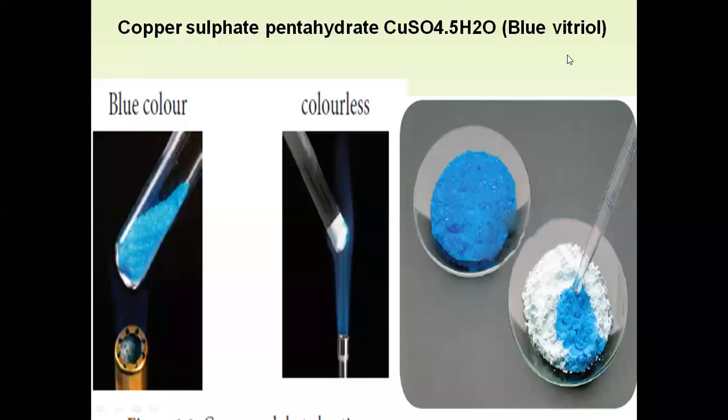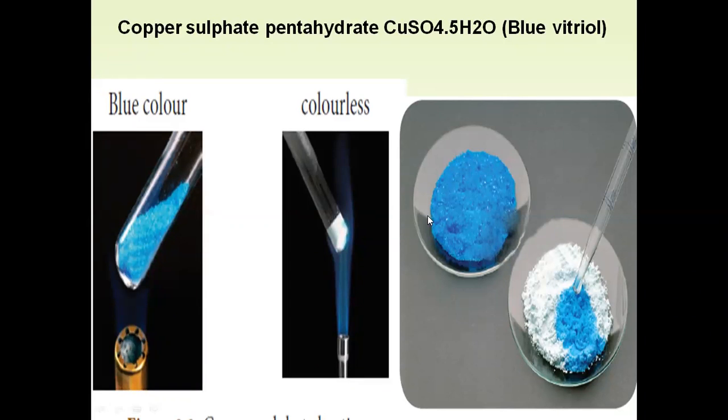When we heat copper sulfate pentahydrate, the blue color is removed. So this is the anhydrous copper sulfate. The one that contains water molecules is the hydrated salt, that is copper sulfate pentahydrate. But when the copper sulfate is heated, it is called anhydrous copper sulfate.